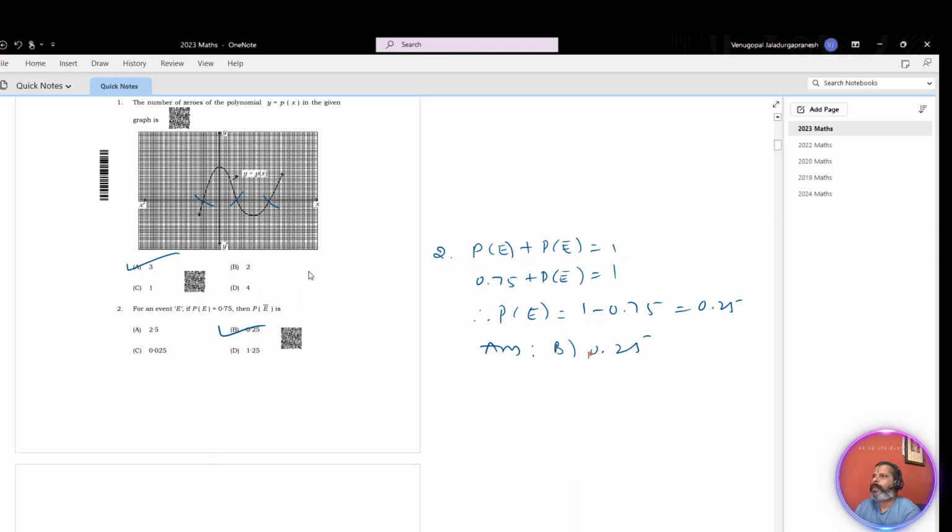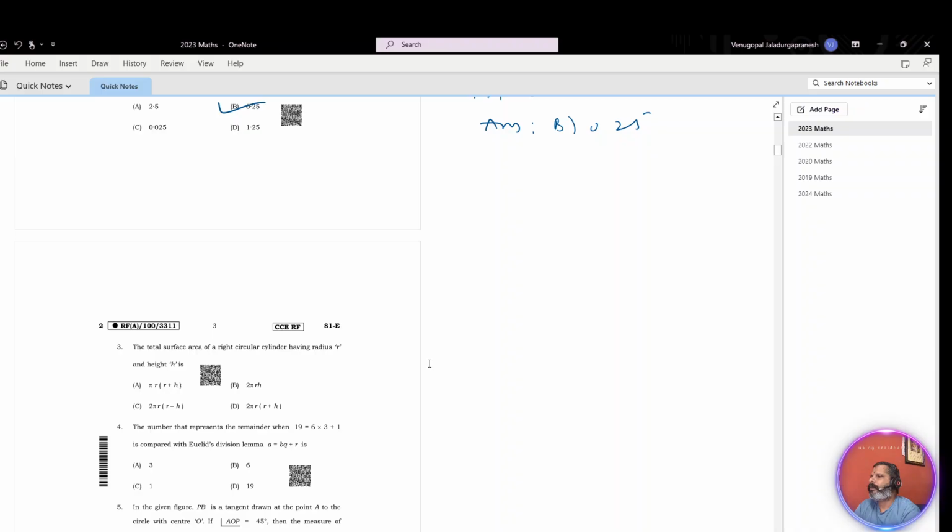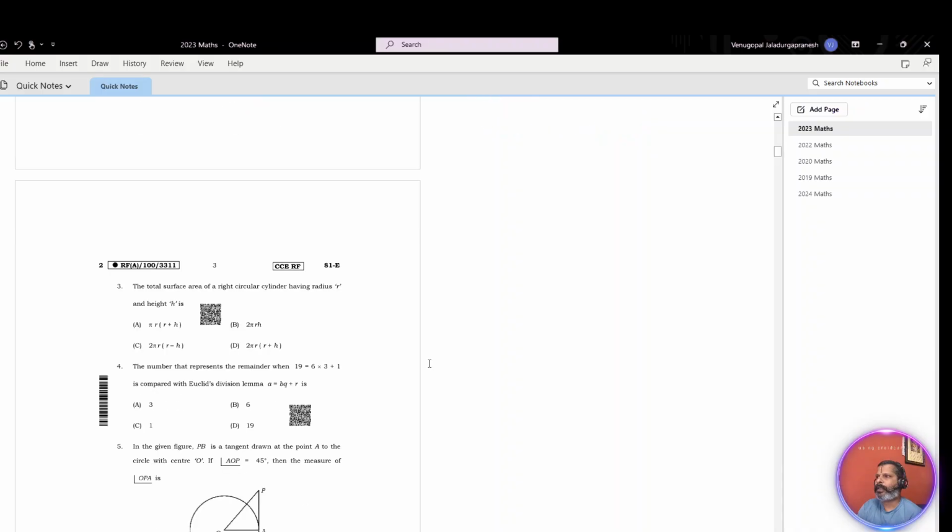Let's see the next one. The total surface area of the cylinder with R radius and H as a height. It's a direct formula: 2 pi R of R plus H. D is the option. 2 pi R of R plus H.